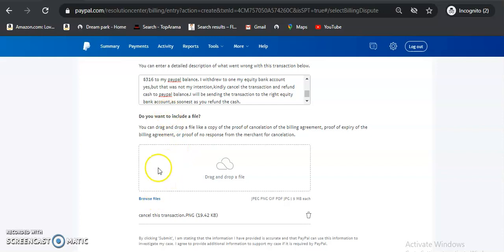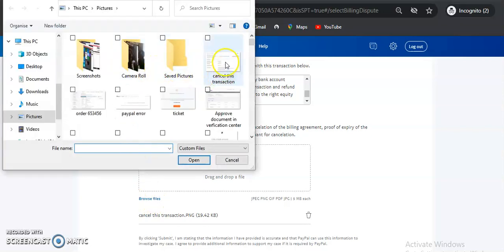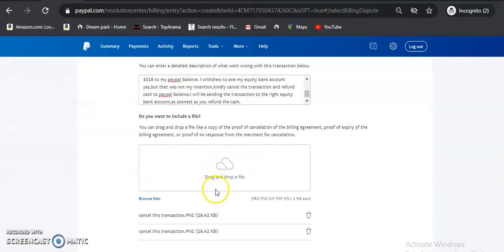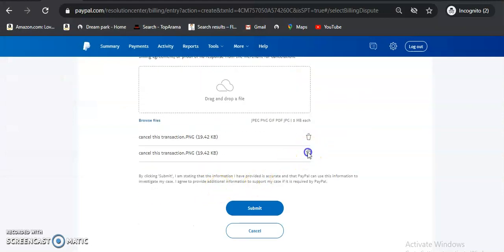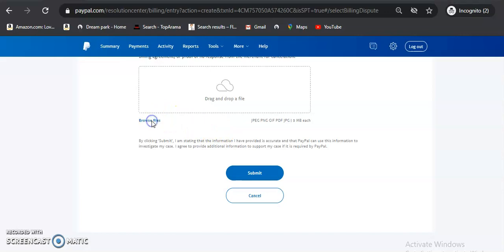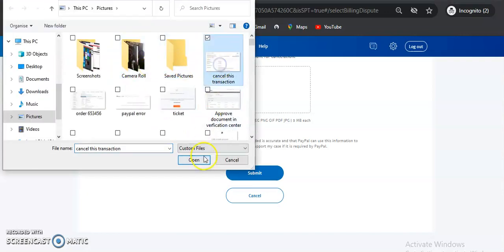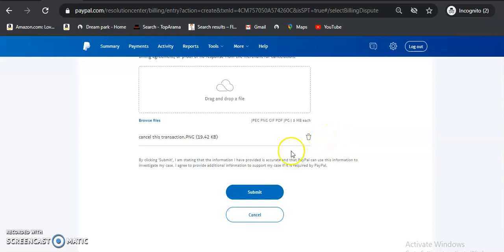Then I'm supposed to browse and pick a file and load it here. I have an option of deleting it. The file must be less than 5 MB, and it will act as proof. By clicking submit, I'm stating that the information I provided is accurate, that it can be used to investigate my case, and that I agree to provide additional information to support my case if required. Submit.